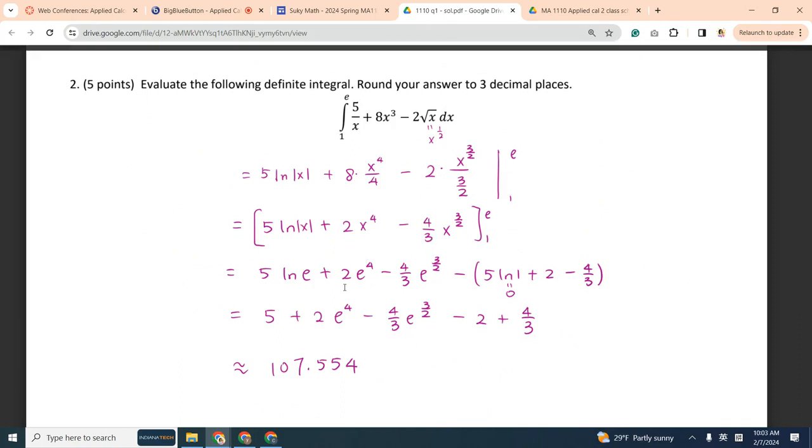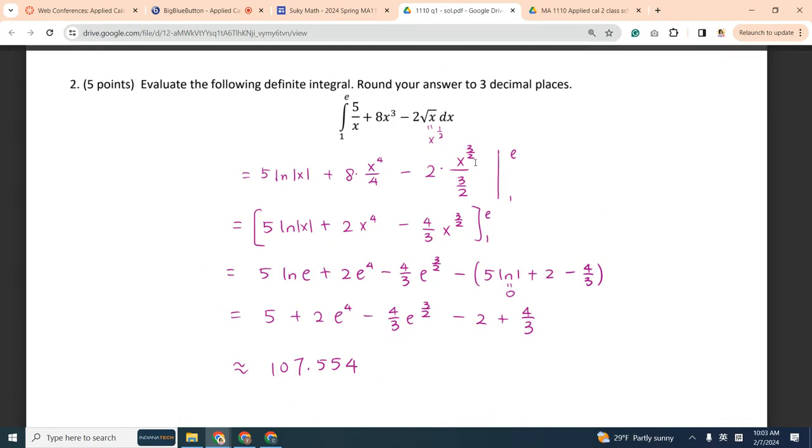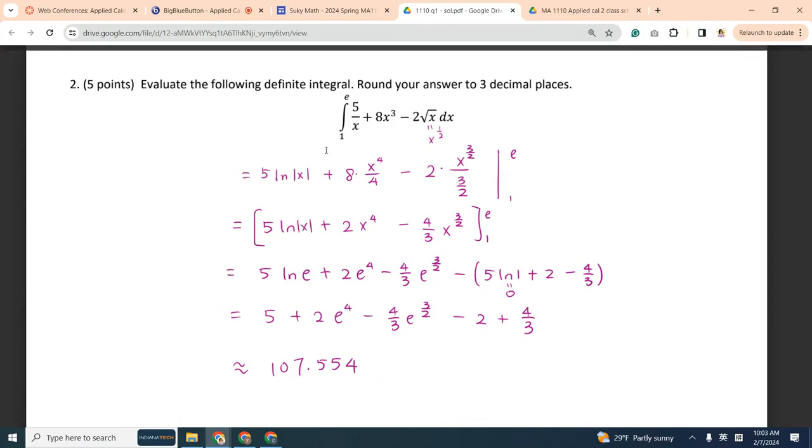So you plug in the upper limit, subtract, you plug in the 1. So you can use your calculator. Round your answer to 3 decimal places. You get 107.554. So that is the quiz solution.